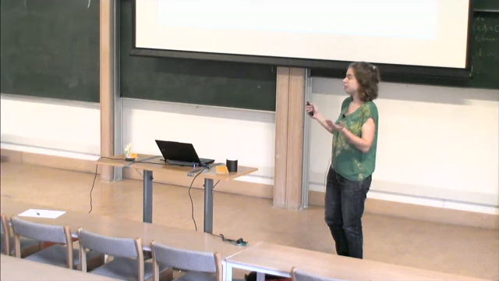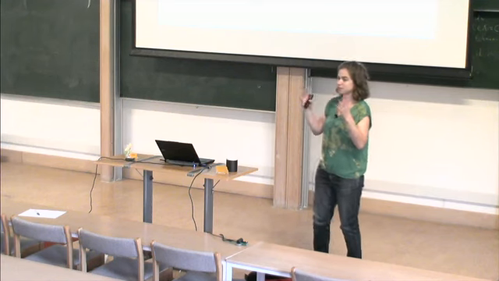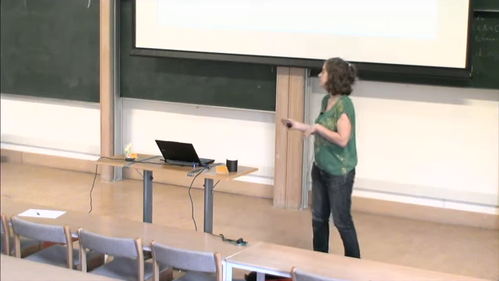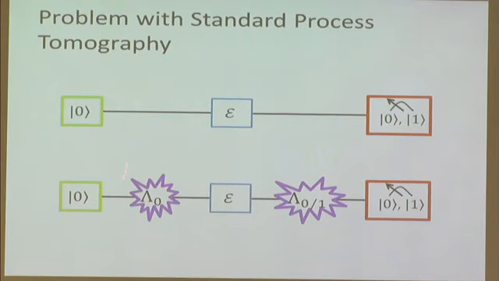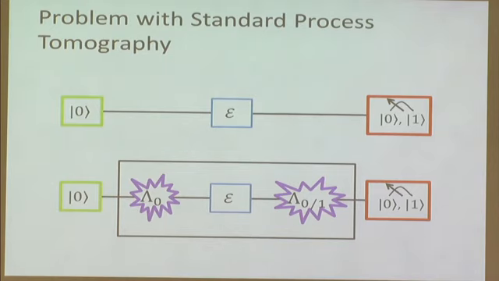But in reality, we don't actually prepare this zero state. Really, there's some errored process that occurs. But we can think of it as a perfect preparation of the zero state followed by some process, this lambda naught, that characterizes the error in our state preparation. And likewise for measurement, instead of perfectly measuring in the 0, 1 basis, we have some error process that occurs before. So now you can immediately see there's some issues.